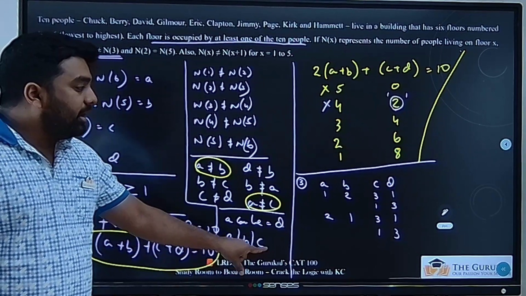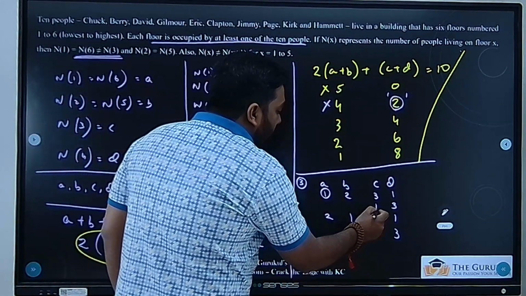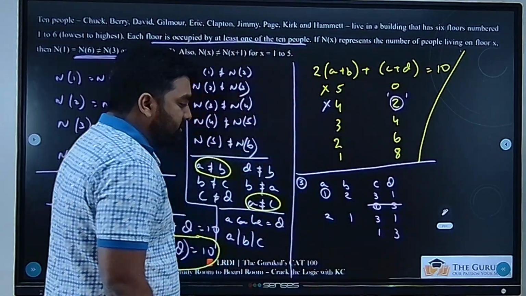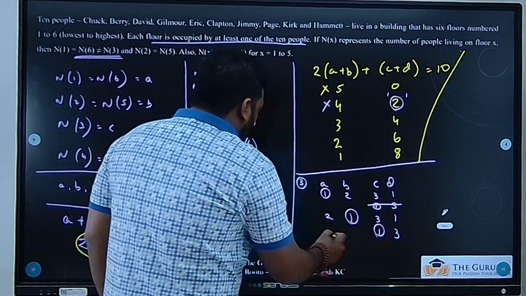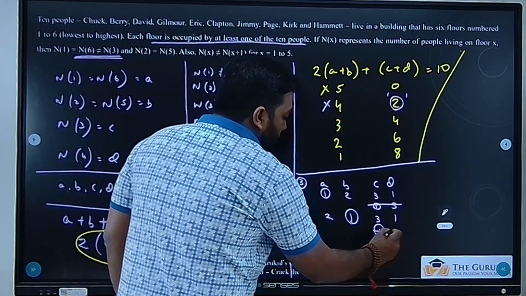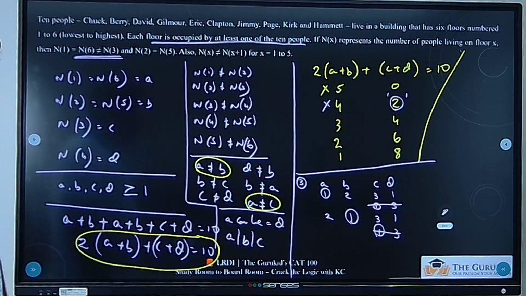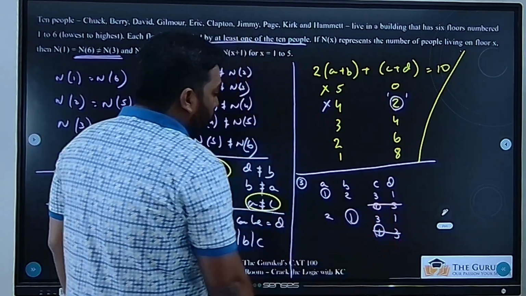I know A, B, C are distinct. If I take this one and this one, A and C are equal. So this is not possible. If I take this one and this one, B and C are equal. So this is also not possible. Perfect. So we are left out with two cases. It can be 1, 2, 3, 1 or 2, 1, 3, 1.